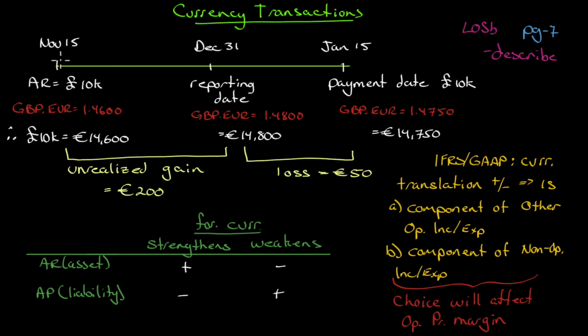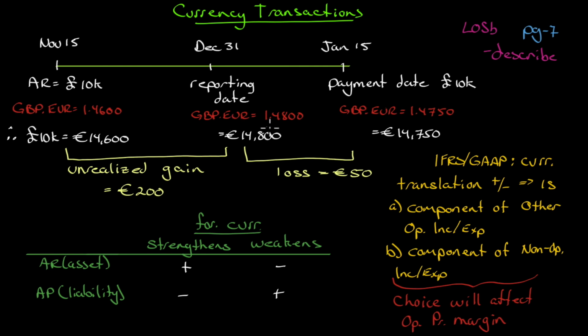Here's a scenario. November 15th, a European company has an accounts receivable of £10,000. December 31st, it must report, but it doesn't get paid till January 15th, which is the payment date. On the date that it sets up that account receivable, the exchange rate between the pound and the euro was 1.46. And remember how we read it. Our base currency is here. 1 British pound would buy 1.46 euros. So if we receive £10,000, if we actually got it on the 15th, we could cash in those £10,000 and get 14,600 euros. We'd have that much more cash.